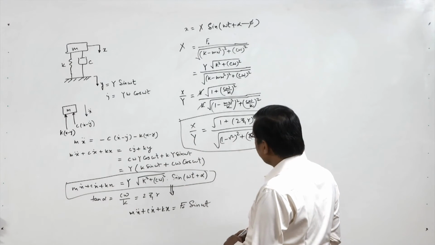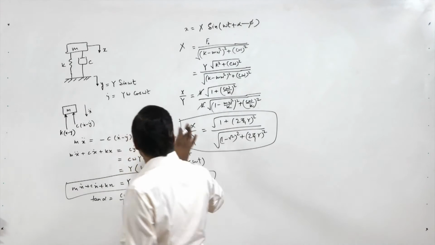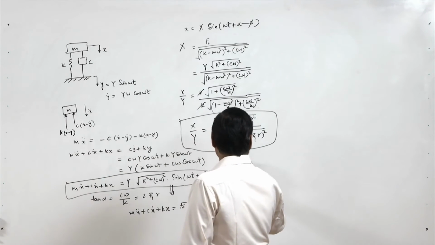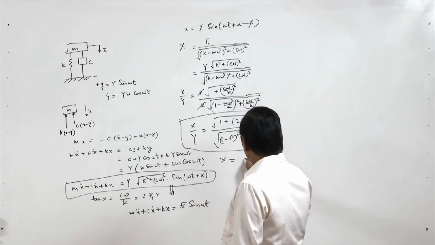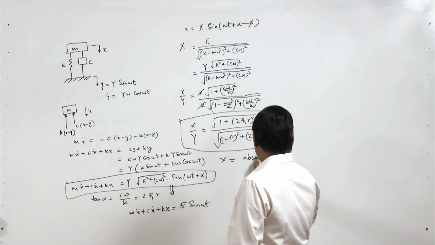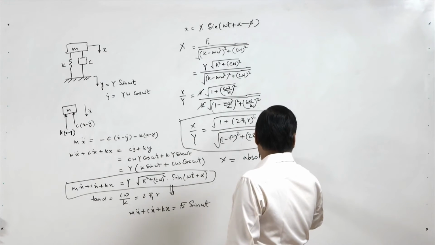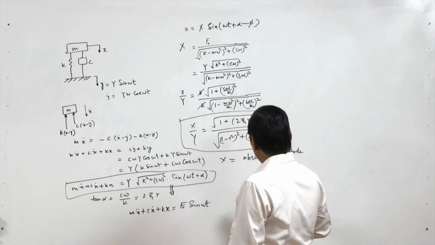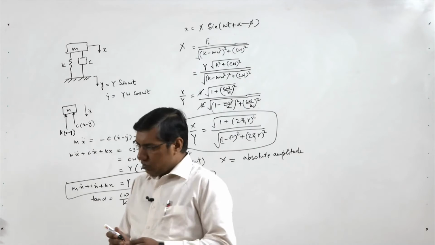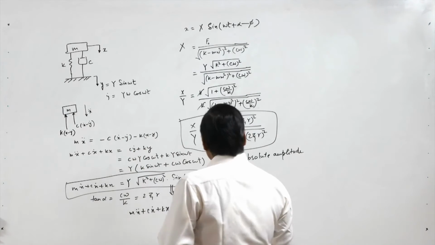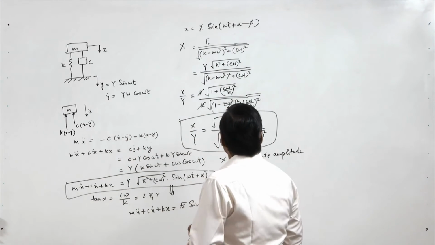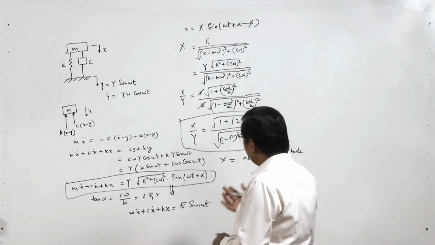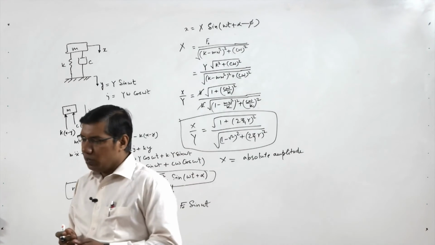So here we get x. So here x is the absolute amplitude of the mass. Because x equal to X sin omega t plus alpha minus phi, it represents the absolute motion of the mass.